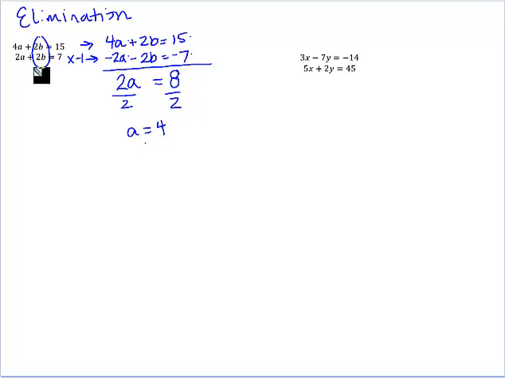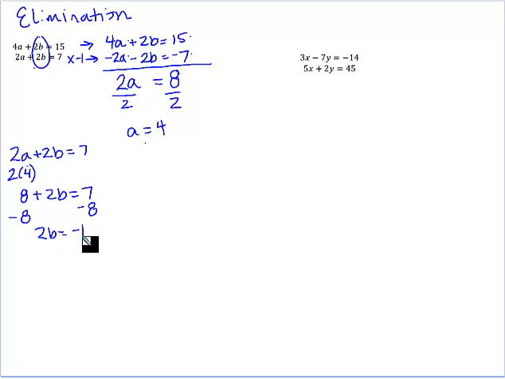Now you take that and plug it into either equation to get your b. So I'll plug it into 2a plus 2b equals 7. Well, if a is 4, 2 times 4 is 8. So this is 8 plus 2b is 7. Solve for b, so minus the 8. So 2b is negative 1.